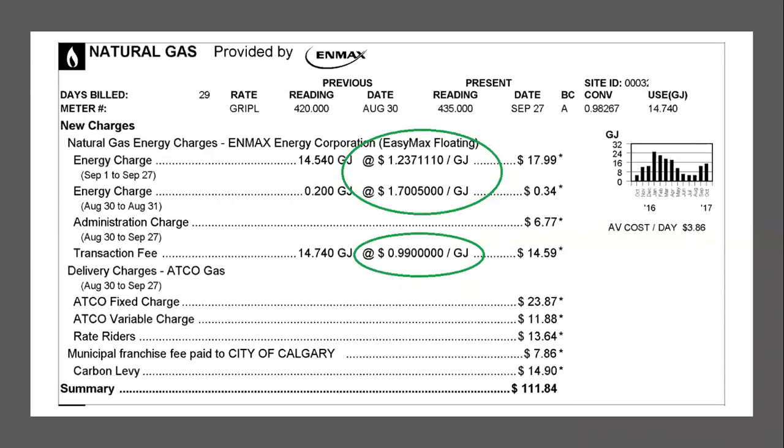Switch over to Ambit. What am I going to do? Well, first things first is the admin fee. I'm going to decrease that. I'm going to knock it down.